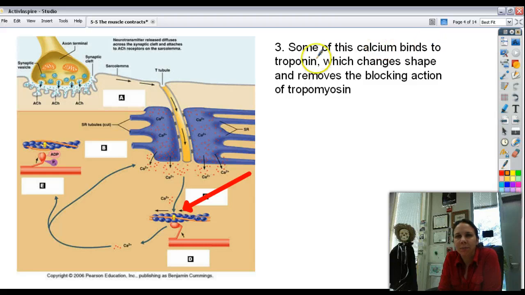So some of the calcium binds to troponin. Calcium, I should make that a little bit darker so you can actually see it. So calcium jumps onto troponin, and that's the bribe to get the troponin out of the way.